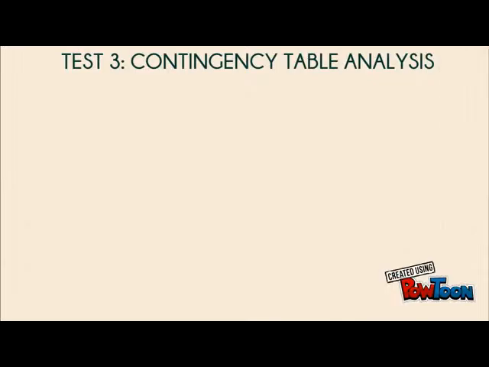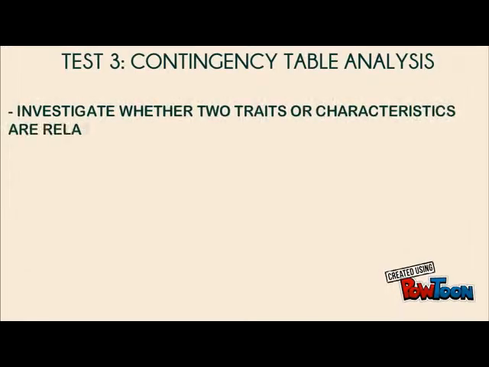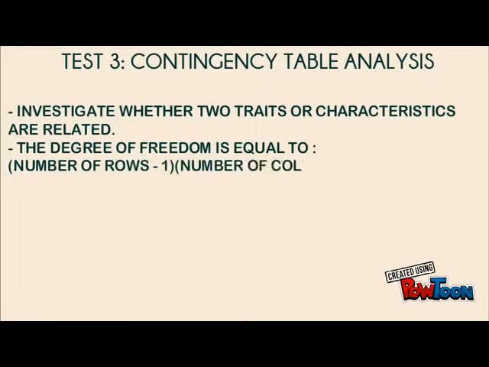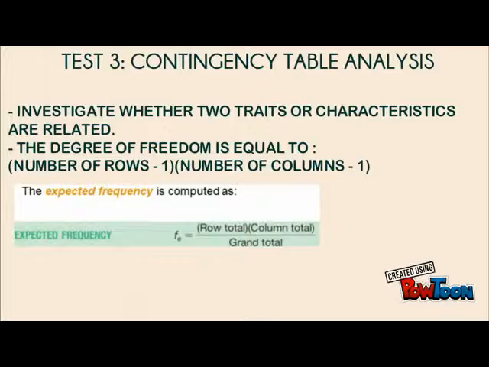Test 3. Contingency table analysis. Contingency table analysis is used to investigate whether two traits or characteristics are related. In this analysis, the degrees of freedom is equal to the number of rows minus 1 times the number of columns minus 1.